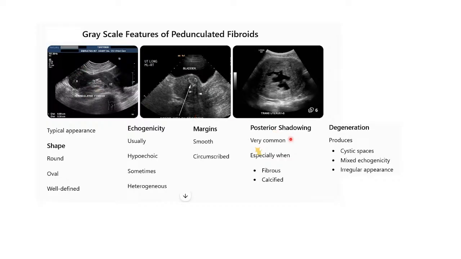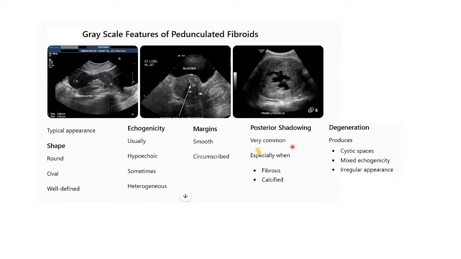Okay. Then the posterior shadowing. Very common, especially when fibrous and calcified. You can also have it like this. You can see there are posterior acoustic shadows because of the calcifications in the fibrous tissue of the fibroid itself. Those things can also mislead you to think of a malignant transformation, because malignant tumors also tend to have posterior acoustic shadows.